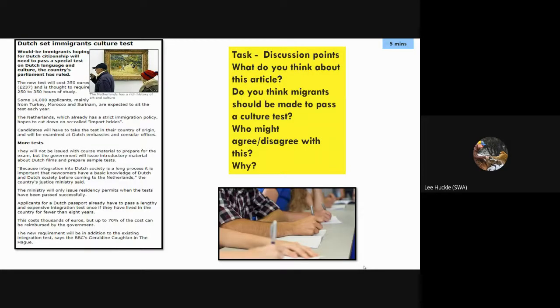We then looked at, I got you to read this small article on the Dutch immigration rules in terms of having a culture test. What is a culture test? Why did the Dutch do it? What are the pros of this? What are the cons of this? And then, if you remember rightly, I talked about the UK. We have a Life in the UK test for migrants coming here that want to obtain British citizenship.